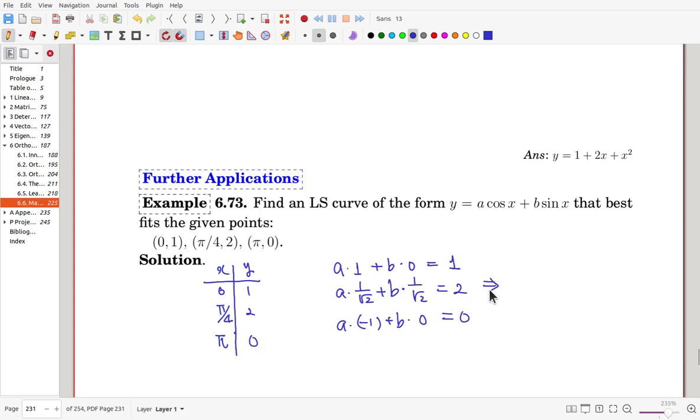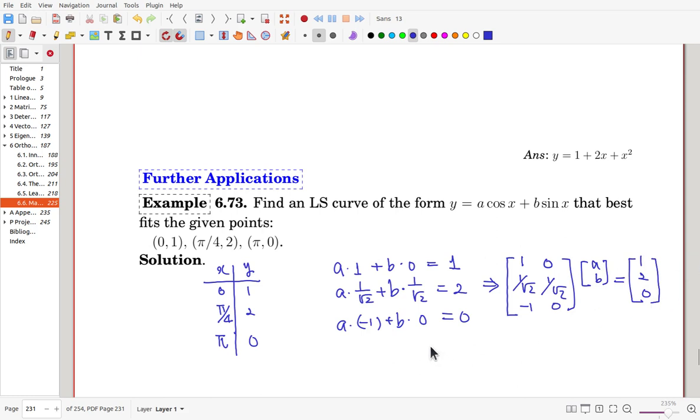From this, the linear system can be obtained in this way. The first column must be 1, 1 over square root 2, and minus 1. The second column is 0, 1 over square root 2, and 0. And here we have the parameters a and b, and the right side is 1, 2, 0.